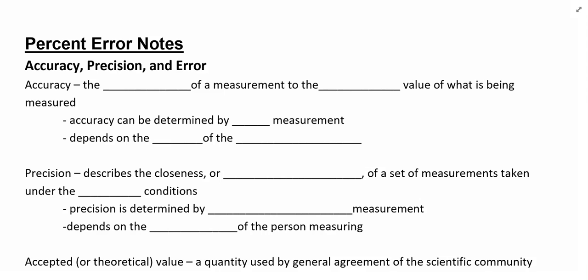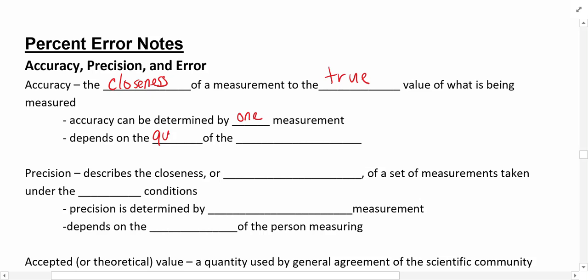So next we're going to talk a little bit about percent error and the terms accuracy, precision, and what error is. Accuracy is the closeness of a measurement to the true value of what is being measured. Accuracy can be determined by one measurement, and it depends on the quality of the measuring device. If you have a high quality measuring device, you're going to have a higher accuracy than with a lower quality or a cheaper device.